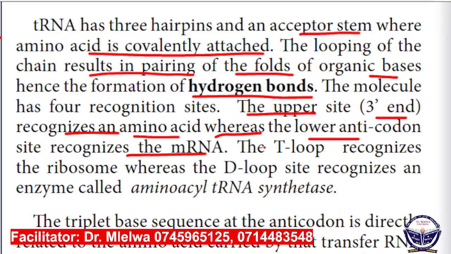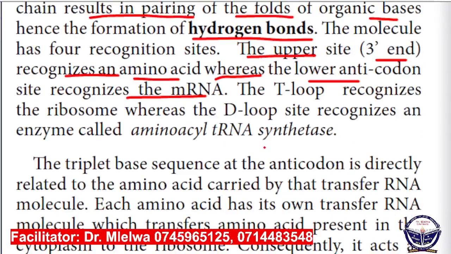Kumbe kuna site inayo recognize amino acid. Kuna site inayo recognize messenger RNA. The T loop recognizes the ribosome. Unaona? Where the D loop site recognizes an enzyme called amino acid transfer RNA synthetase. Unaona? Hivi vitu vinne vyote, yani amino acid, messenger RNA, ribosome na amino acid transfer RNA synthetase. Hizi vitu vinne vyote vinaunganishwa na nani? Na transfer RNA. Na hivi vitu vinne vyote vinahitajika katika protein synthesis.